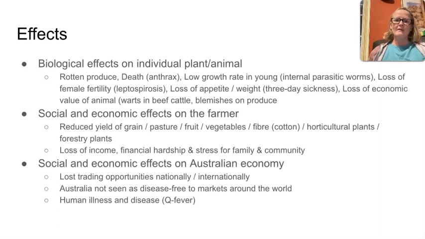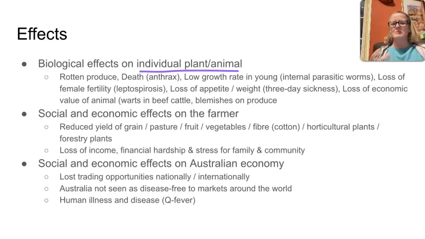So the actual thing that gets diseased, so the individual plant or animal that gets diseased, all sorts of things can happen. You can end up with rotten produce, the thing could die. Anthrax actually kills cattle and sheep. You could get low growth rate in the young because if they're harbouring parasitic worms, it can take them a lot longer to grow. They may become infertile, lose their appetite, and the product may be something no one wants to eat. Who wants to eat beef that's got warts on it or blemishes on produce? So that would reduce the sellability.